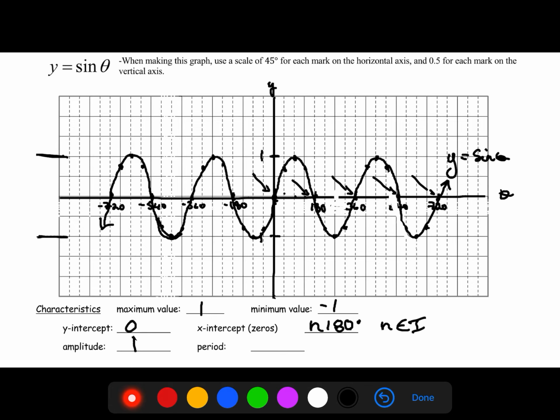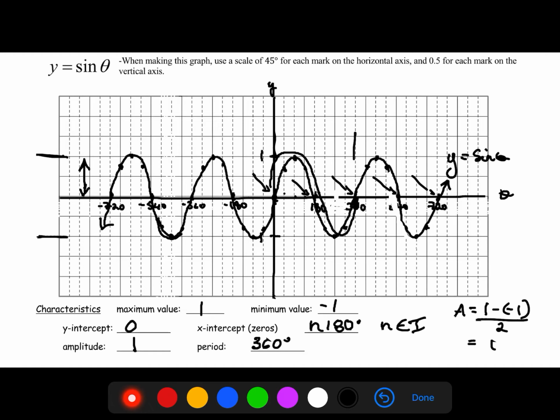Our amplitude, remember, amplitude is our maximum, subtract our minimum, divided by 2. So our amplitude here is 1, and that does make sense here as well, because we talked about amplitude being basically half the height of our graph, which is 1. And our period for a full cycle of our graph, we notice that we go from 0 to 180, and back to 0 where we start our new cycle in 360 degrees.